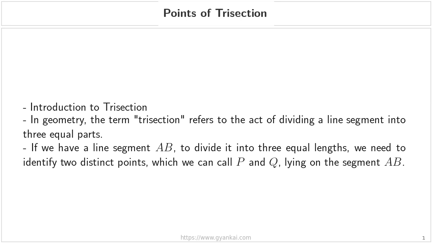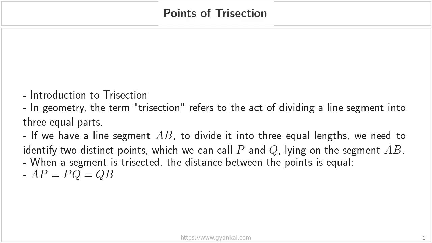We can't do it with just one mark. We actually need to identify 2 distinct points located along the segment AB. Let's name these 2 points P and Q. The key characteristic of a trisected segment is that the spacing between all these points is identical. This means that the distance from A to P, the distance from P to Q, and the distance from Q to B are all exactly equal. In mathematical terms, we express this as AP equals PQ equals QB.